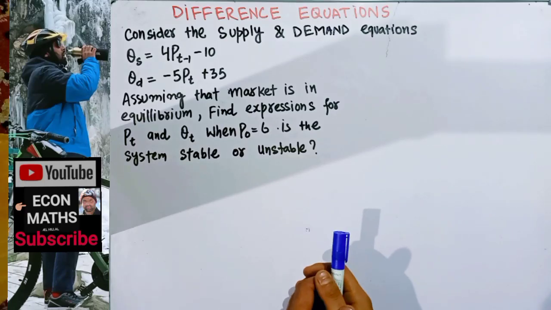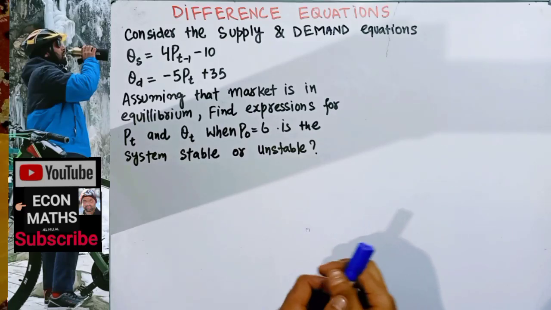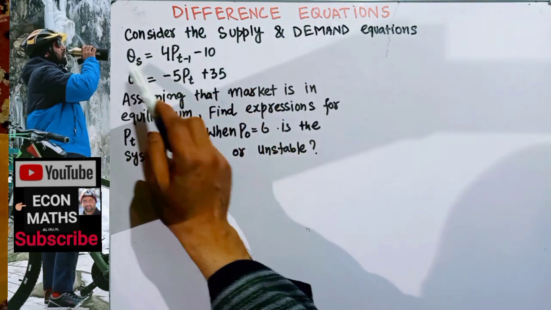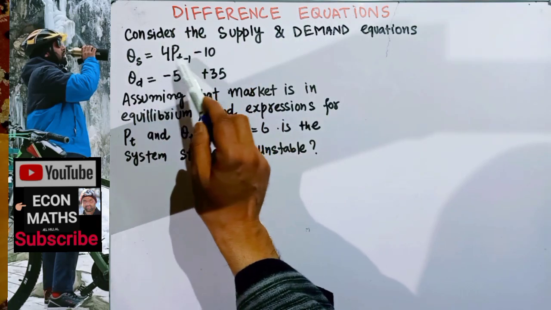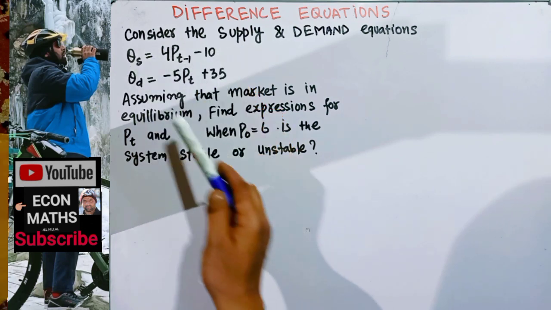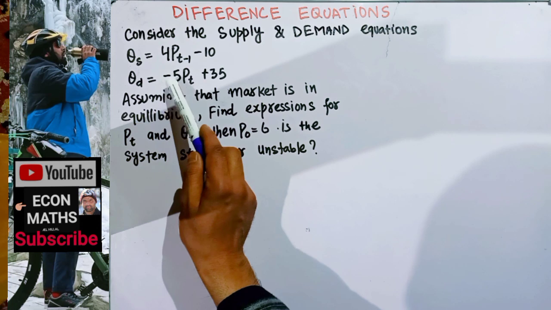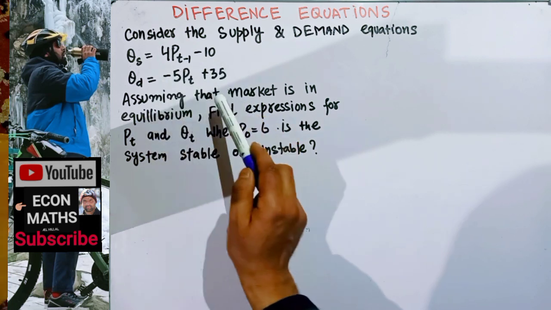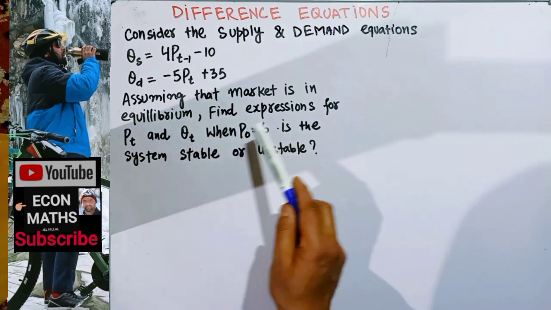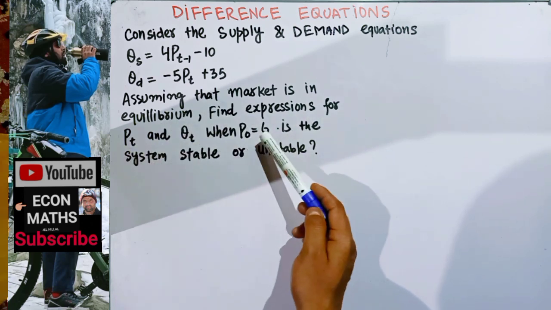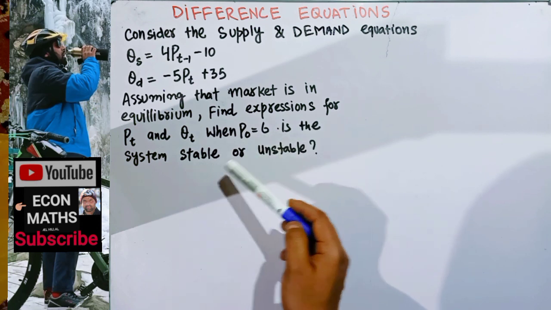Let us solve a question on the applications of difference equations in economics. The question is: consider the supply and demand equations, Qs is equal to 4P subscript T minus 1 minus 10. This is the quantity supplied, and quantity demanded is equal to minus 5 P subscript T plus 35. Assuming that the market is in equilibrium, find expressions for PT and QT when the initial condition P naught is equal to 6. Is the system stable or unstable?